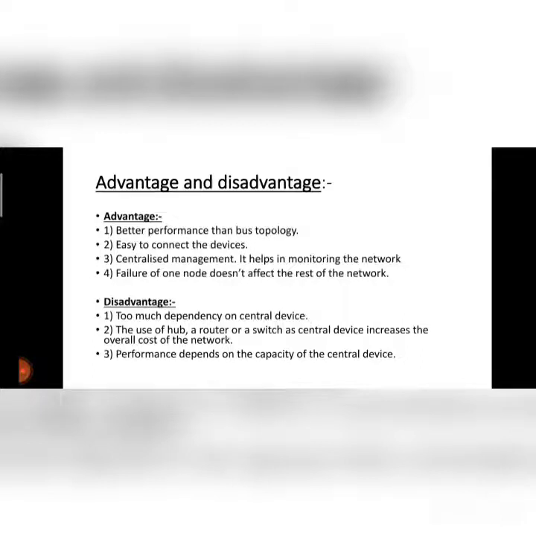What is the disadvantage? Too much dependency on the central device. As we know that in star network topology, all the computers are dependent on the central device, that is the hub. Yes or no? So if this hub or the central device fails, all the network will fail. So the performance of the star network topology depends on the capacity of the central device. So this is a big disadvantage.